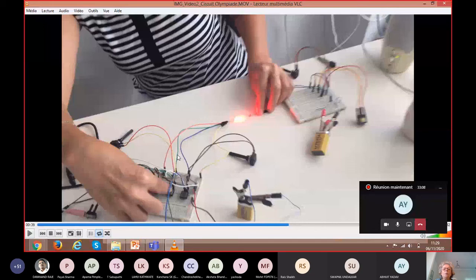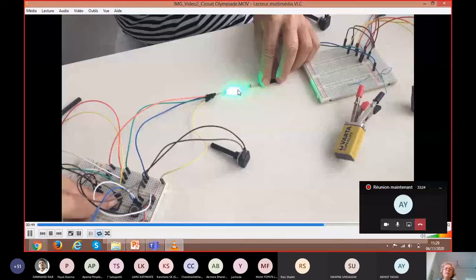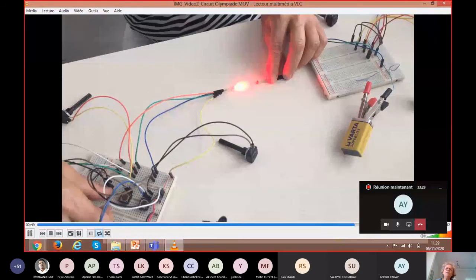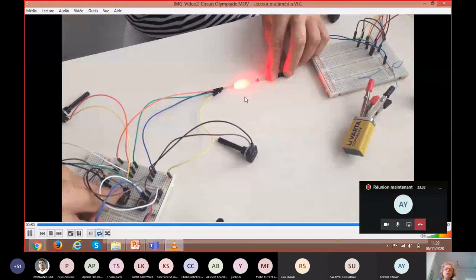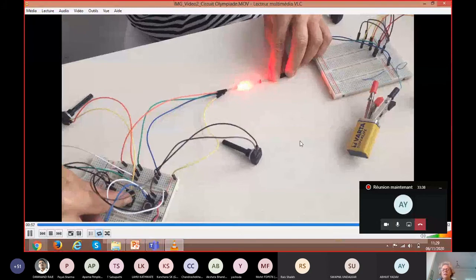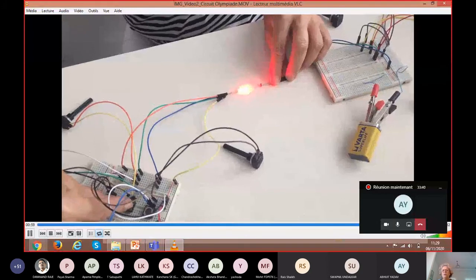Here, I will hear only one sound because only the green is on. Here I will hear only one sound because only the red is on. And when I put two of them on, I hear two sounds.